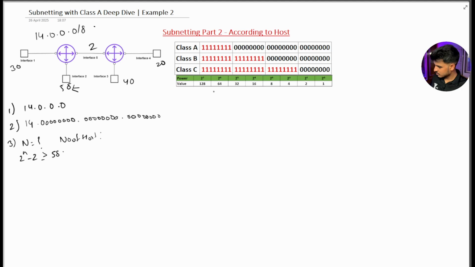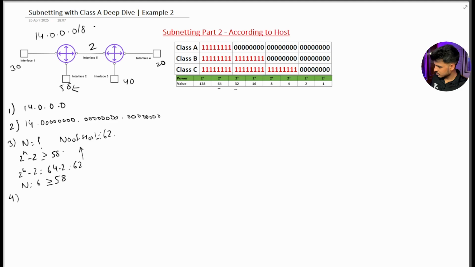In our scenario, what is the best value that satisfies the condition? It is 64, because if we take 32 it will be less than 58. So we have to take 6 as the n value. It will be 2 raised to 6 minus 2, which equals 64 minus 2, giving us 62, the actual number of usable hosts. So n equals 6. This satisfies our condition of being greater than or equal to 58.